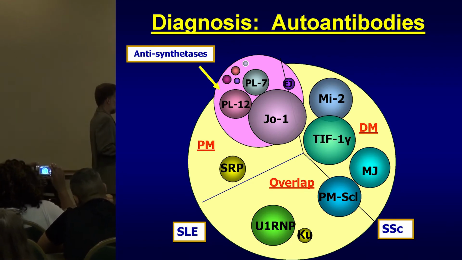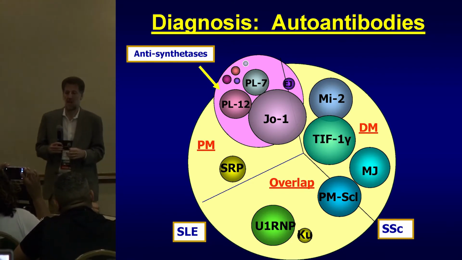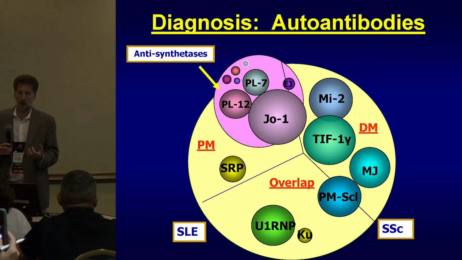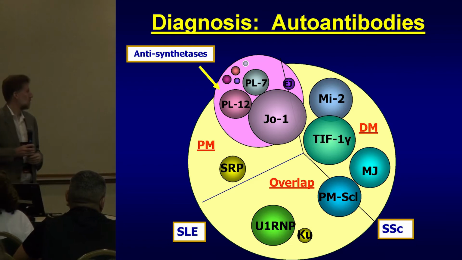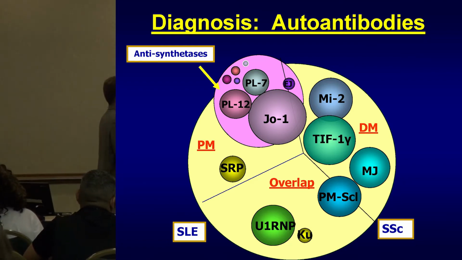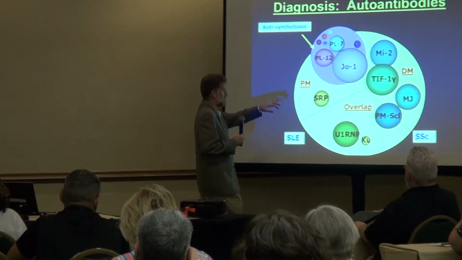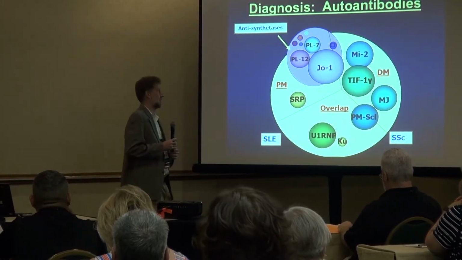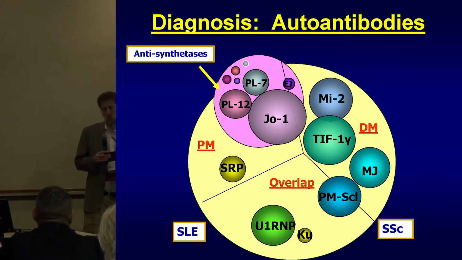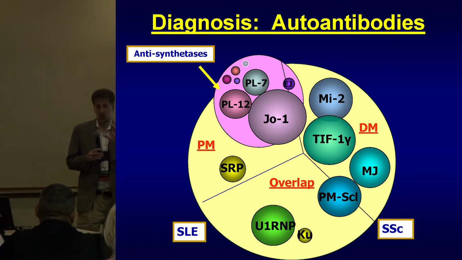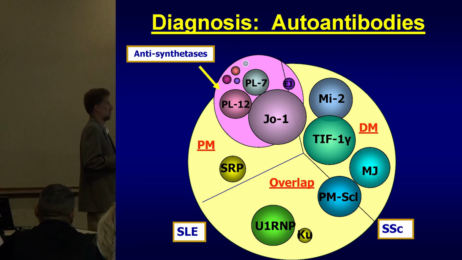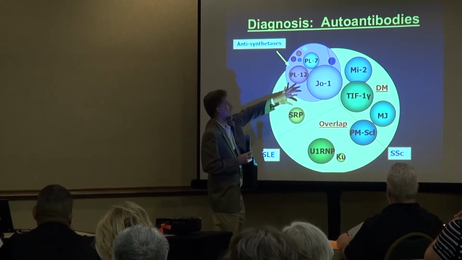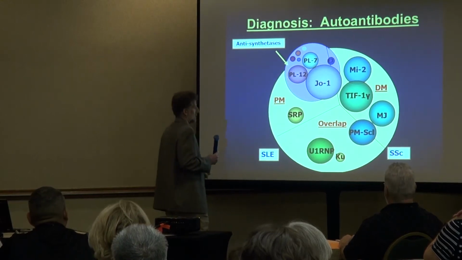We've already talked a little bit about the utility of antibodies in helping us make the diagnosis and also predicting prognosis. So Jo-1 is probably the most common antibody detected in myositis in general, and particularly when you look at myositis especially with lung disease, it's by far the most common. But there are other antibodies here in the same family of the synthetases.